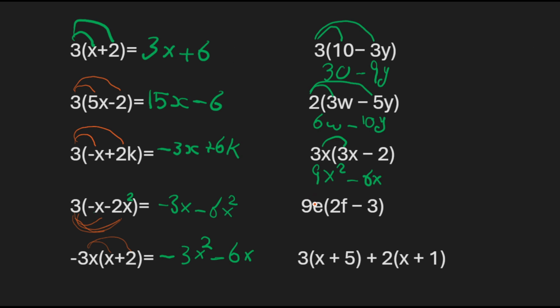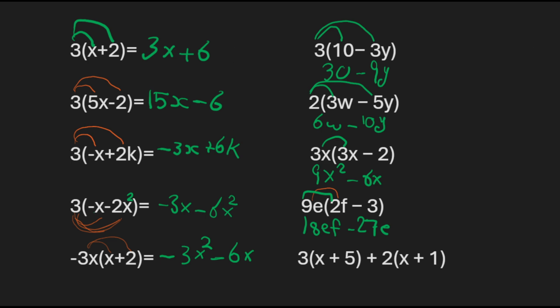Now 9e times 2f. Just multiply the numbers. 9 times 2, 18. e times f is ef. How easy. Minus 9e times 3. Multiply the numbers. 9 times 3 is 27. And just bring the e. That's it. Expanding brackets.